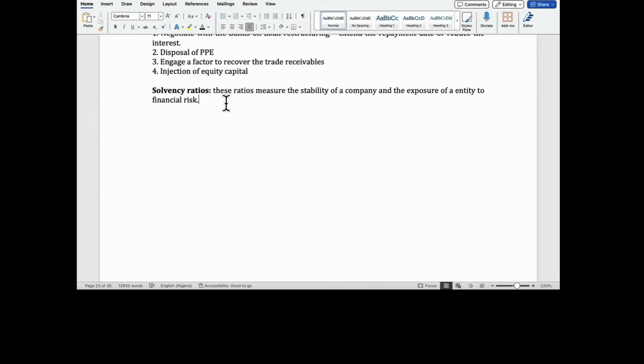So what are the ratios? This means these ratios measure the ability of a company to continue to operate as a going concern.